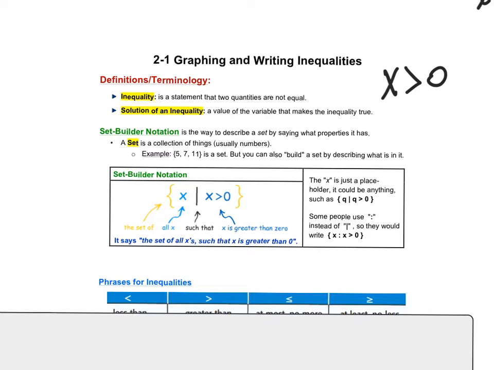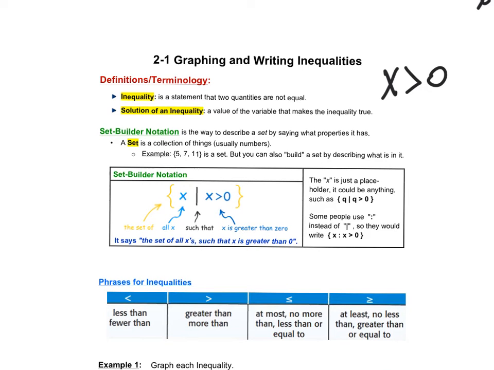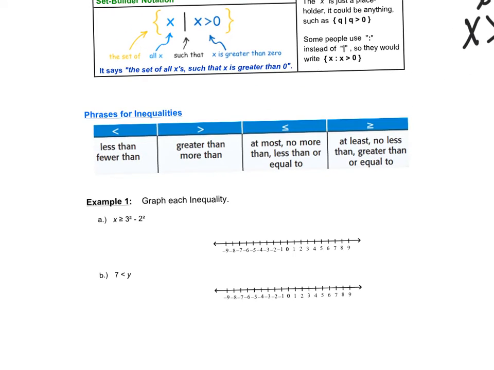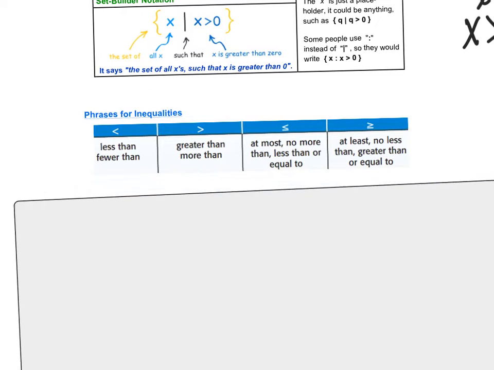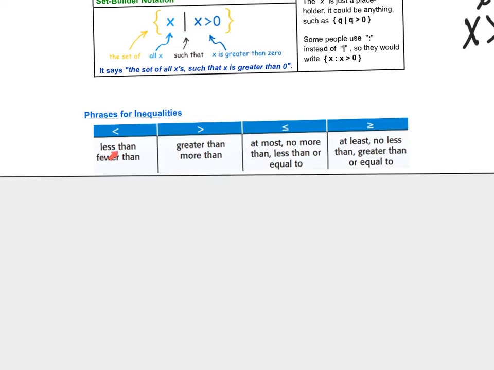It will be important for you to understand the difference in meanings for words. For example, when you see things such as less than a quantity or fewer than, it represents the value of less than. Greater than, more than. At most, no more than, less than or equal to: all of these mean that it's less than or equal to. If something is at most a value, that means that it's that value or anything less. At least means it's greater than or equal to. No less than, greater than or equal to.